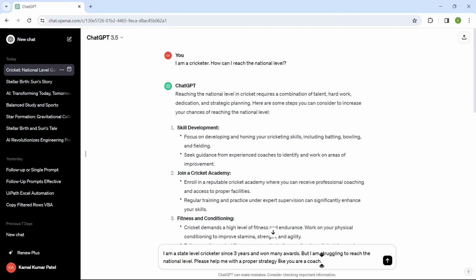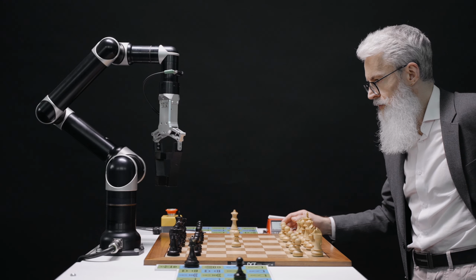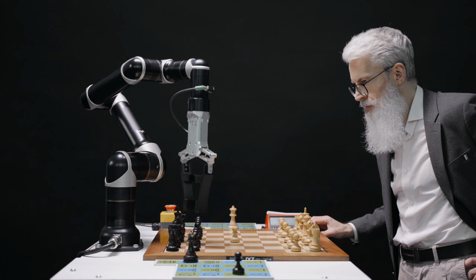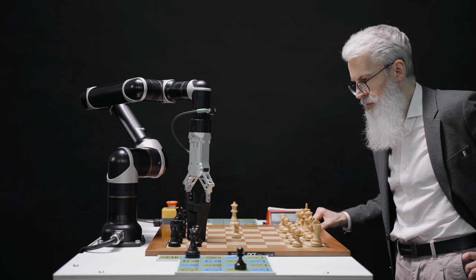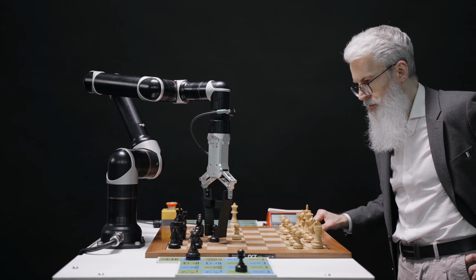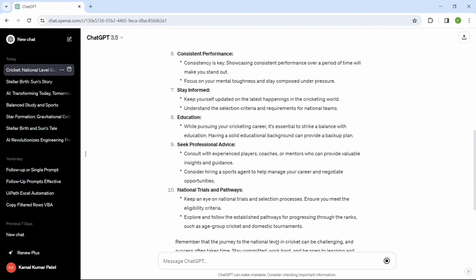I am a state level cricketer since 3 years and won many awards, but I am struggling to reach the national level. Please help me with a proper strategy like you are a coach. So here I have given my background, like I am a state level cricketer since 3 years, and my pain point, like struggling to reach the national level. And here I am asking ChatGPT to act like a cricket coach. Giving a role to the AI model or ChatGPT helps it prepare the response in a better way. Let's see what it responds.